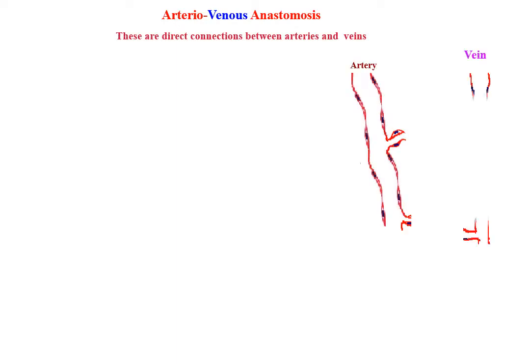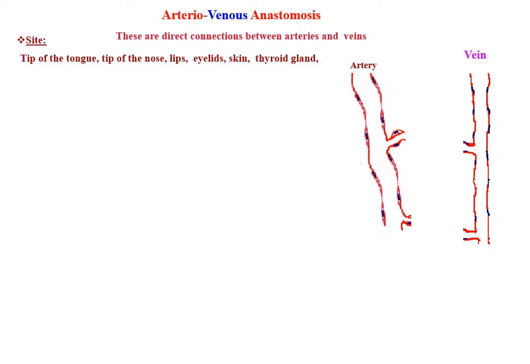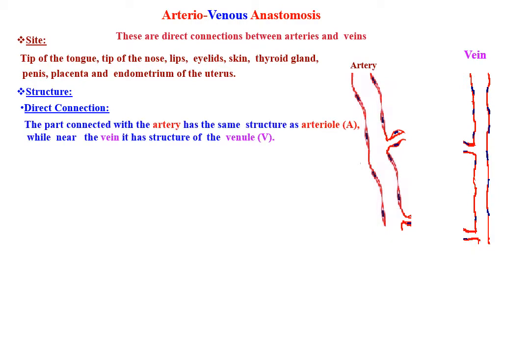Arteriovenous anastomoses. These are direct connections between arteries and veins, in certain localities of the body, such as the tip of the tongue, tip of the nose, lips, eyelids, skin, thyroid gland, penis, placenta, and endometrium of the uterus. Structure: direct connection. The part connected with the artery has the same structure as the arteriole, while near the vein it has the same structure as the venule.